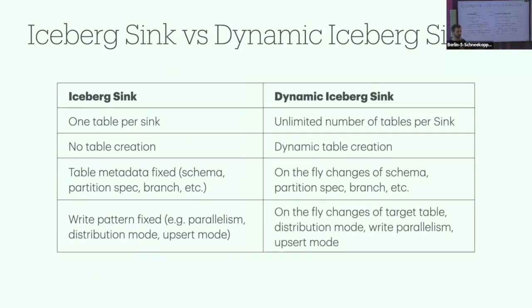But then to the rescue comes the dynamic Iceberg sync. There we support an unlimited number of tables per sync, and you can dynamically create tables. You can change schema, partition spec, and so on, on the fly. You can also dynamically route data to different tables as you wish, and change the distribution mode, write parallelism, and so on. Basically all the things you would normally statically configure.